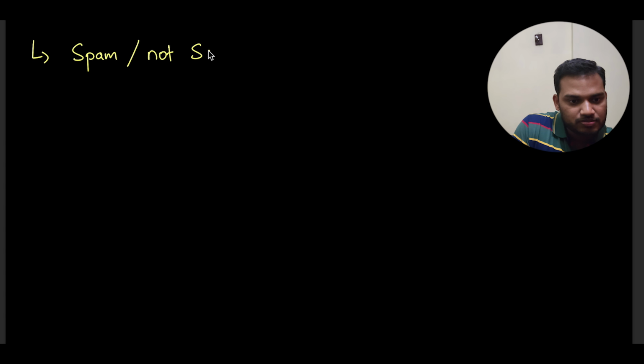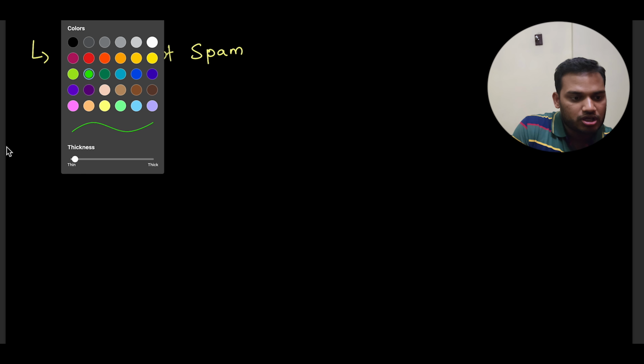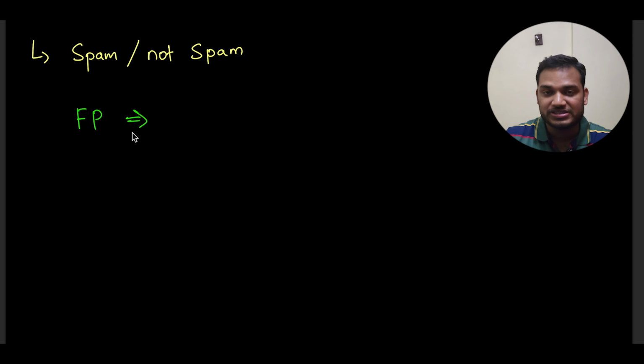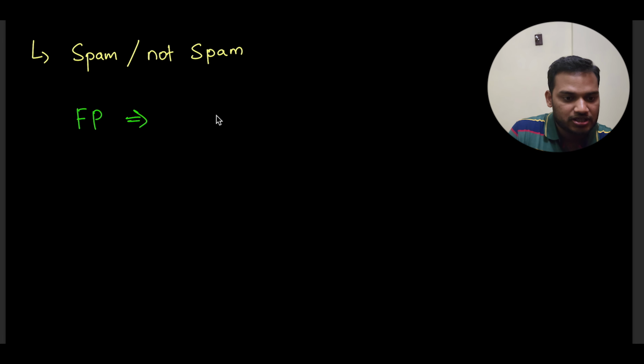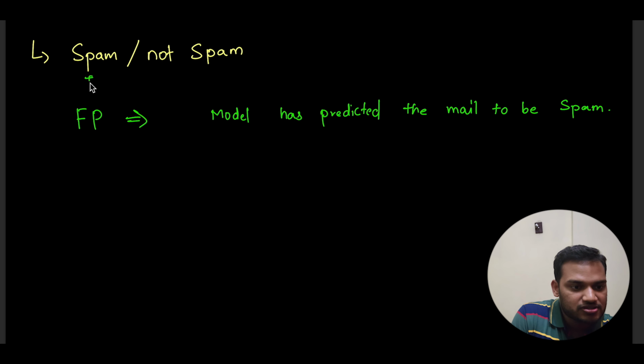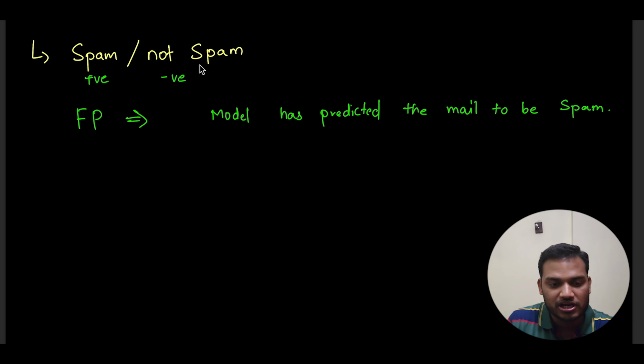If you are taking this spam and not spam case, can you tell me what will be my false positive? So basically, what is false positive? False positive means that the model has predicted it as positive and that is not true. That means that the model has predicted the mail to be spam. So here what is the positive class? Spam is the positive class. And what is the negative class? Not spam is the negative class, right?